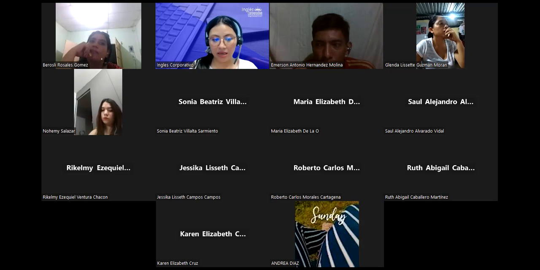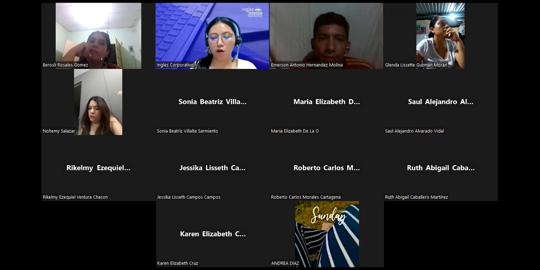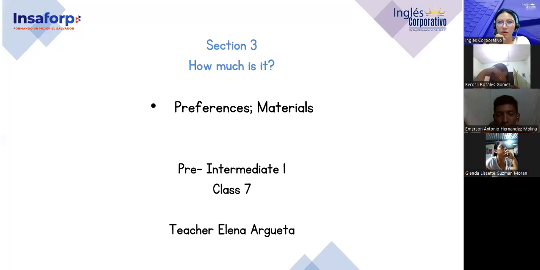If you remember, yesterday we were practicing the usage of one and ones. We were also learning on how to ask for prices. We were practicing on how to say amounts, how to express amounts. In this case, by using dollars and cents. Veíamos eso ayer. Uno de los temas que vamos a ver ahora también, preferences and materials.